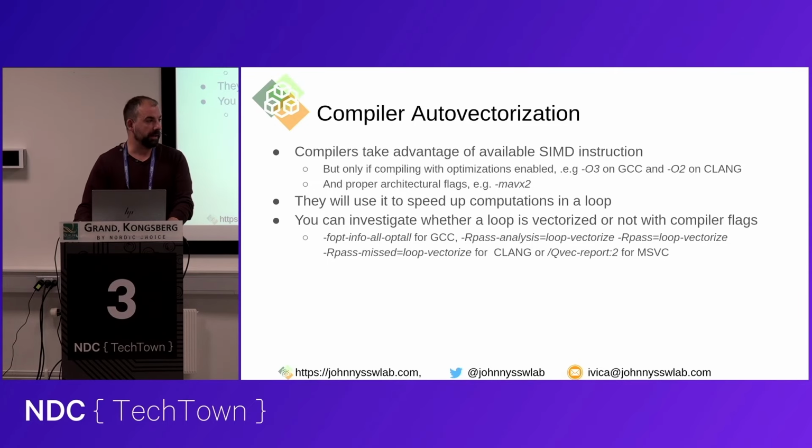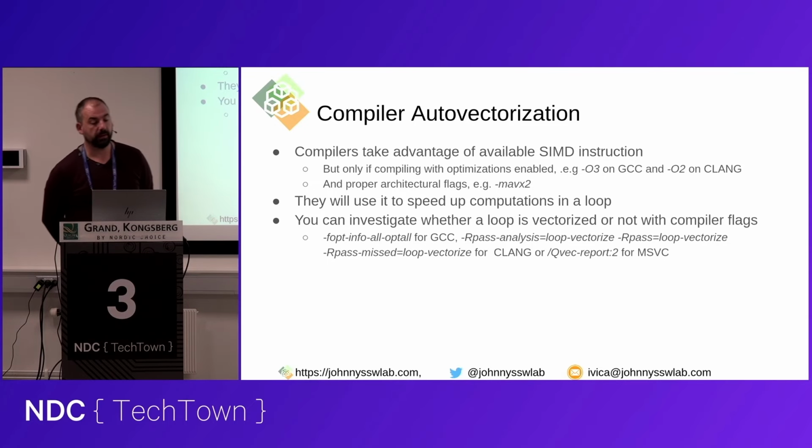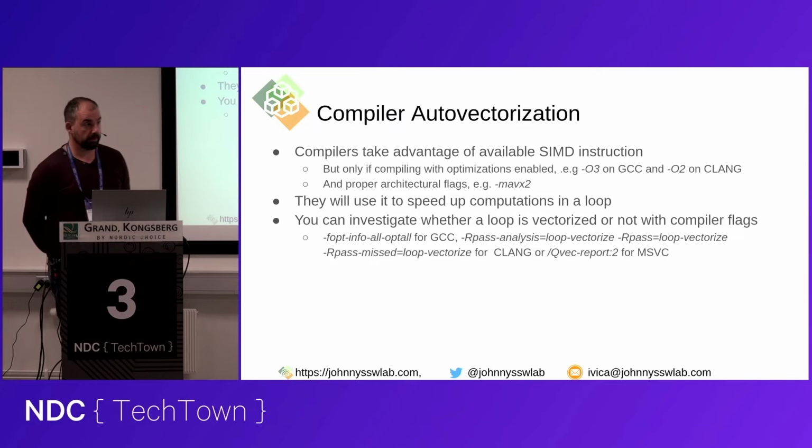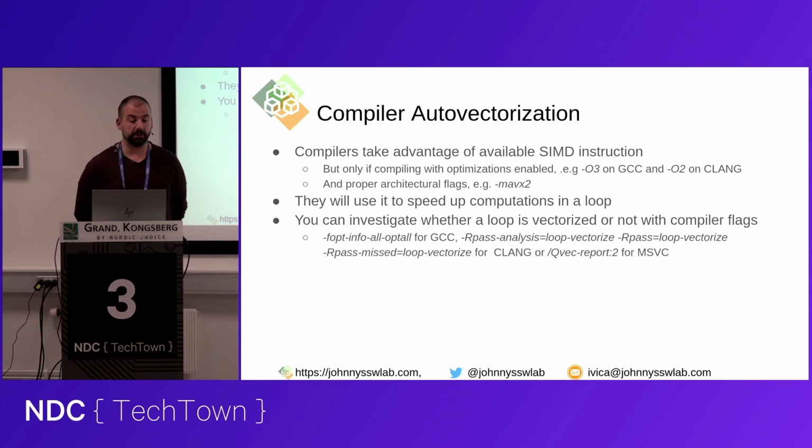The compiler can do vectorization for you, and it can take advantage of available SIMD instructions. But this works only if you provide the proper compilation flag to the compiler. So you need to give the compiler O3 on GCC, or Clang vectorizes also with O2, and you need to provide a proper architectural flag. If the compiler doesn't have a good architectural flag, it might generate vectorized code, but it is less efficient.